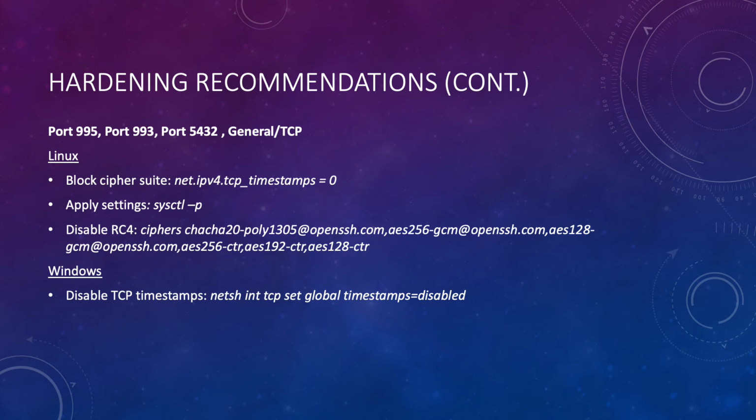Now we're going to talk about how to harden port 995, 993, 5432, and general TCP, since all the issues are the same. For Linux, to block the cipher suites, just use the following command and apply the settings with sysctl -p. And to disable the RC4 encryption method, use the following command. And for Windows, to disable the TCP timestamps, we can use the following command to disable that.